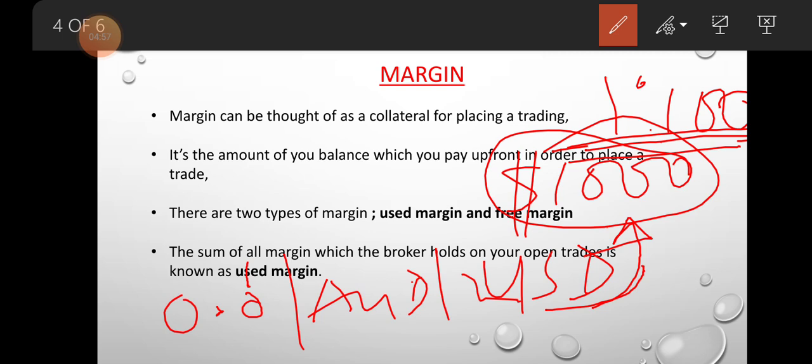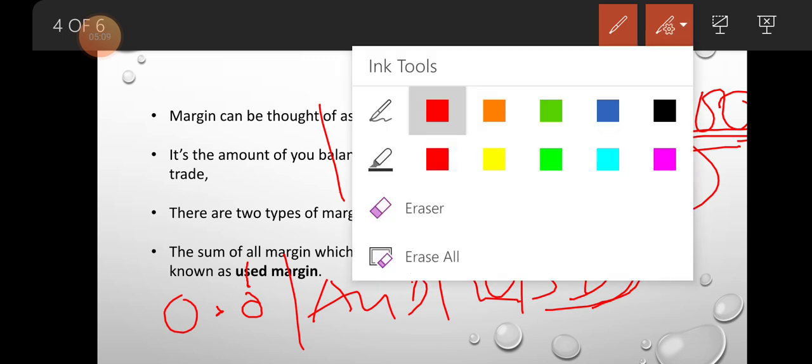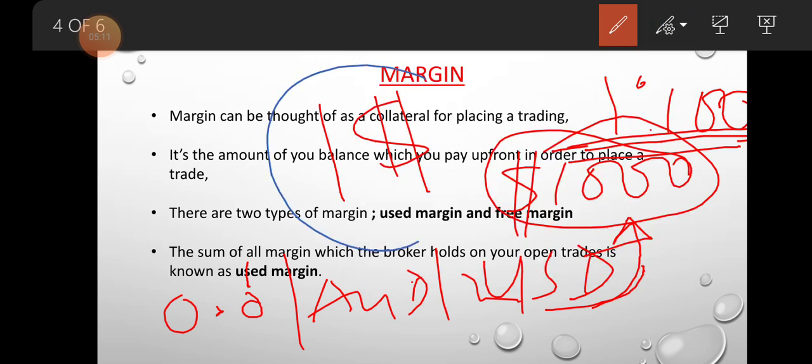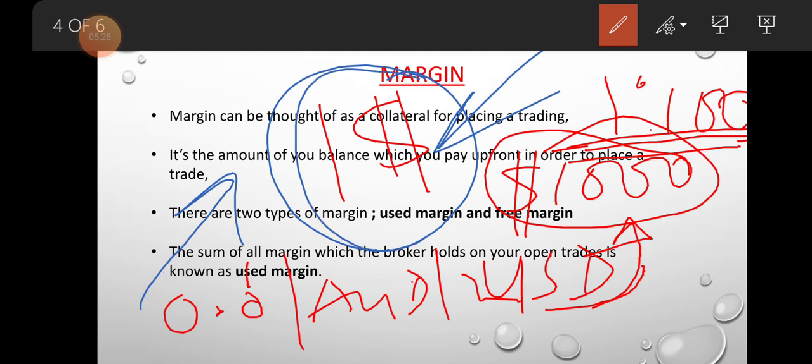So instead of paying 1,000, you are just going to pay $1, and the broker will allow you to take that trade. He will hold this $1 as a margin. If your trade goes well and you close in profit, he's going to release this money back into your account, so that you'll be able to use it to place another trade again. But if you lose this money, you've lost it, he will close the trade and hold that $1.